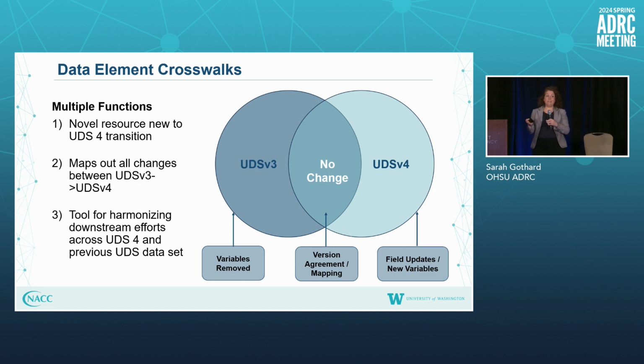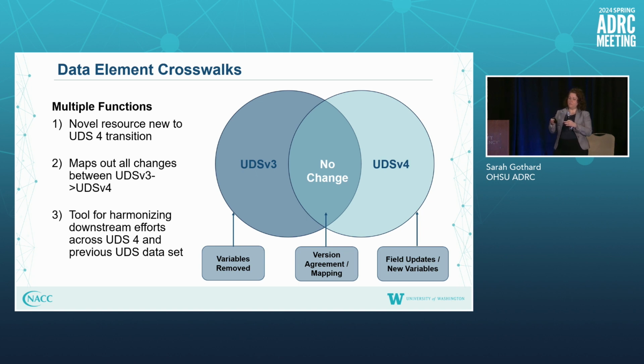Another exciting resource that we have developed in the requirements EDC work group, championed by Chad Murchison out in Alabama, is something we're calling the Data Elements Crosswalk. It's a novel approach to identifying changes between all of the UDS versions, between UDS version 3 and UDS version 4, where it maps out in detail all of the changes that are occurring between UDS 3 and UDS 4. Its most immediate function is to identify those changes in explicit detail.